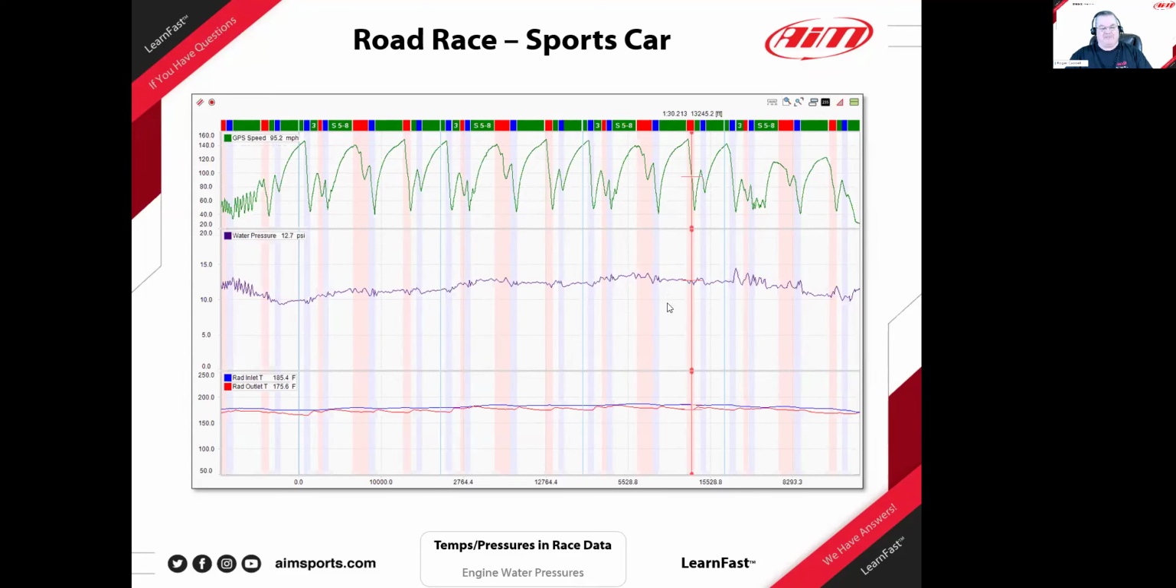So water pressure, if you have a race car that has water and is water cooled, boy, a water pressure sensor is very, very cheap insurance. I've shared that with a lot of people.